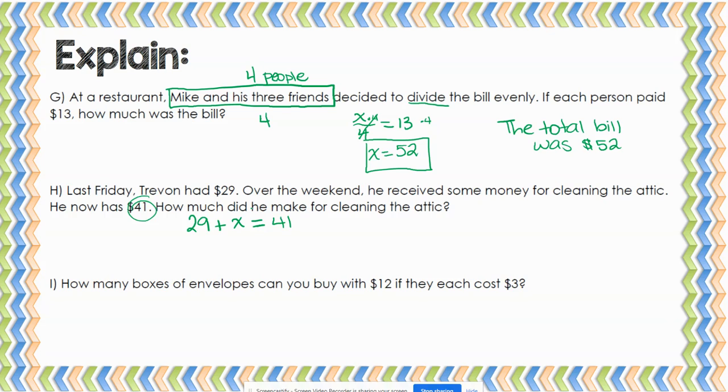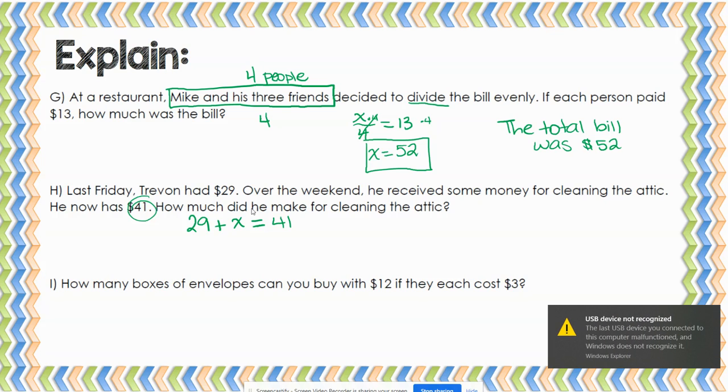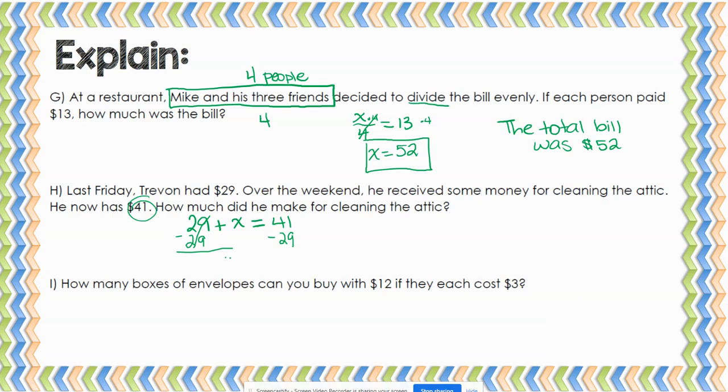I need to get X by itself, so I need to get rid of this 29. Since this 29 is positive, the inverse of that is subtracting 29. So I am going to subtract 29 from both sides of this equation. When I do that, these will cancel and leave me with positive X. And then 41 minus 29 leaves me with 12. So that means that Trayvon earned $12 for cleaning the attic.